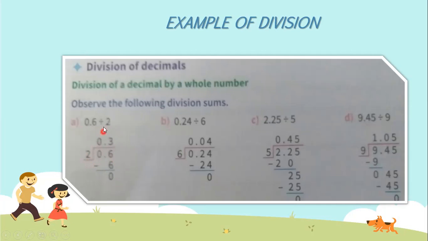The whole number you write outside and the decimal number you write inside. 0.6. Here 0 point and 6, how many times will 2 go into it? 2 ones are 2, 2 threes are 6. So you can say the answer is 0.3.